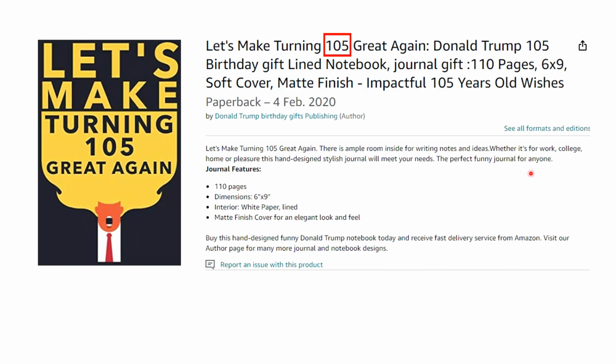Now, here's another one here. I just found this on Amazon. It's Let's Make Turning 105 Great Again. Donald Trump 105 birthday gift, lined notebook. So there you go. Here it is, look, turning 105.